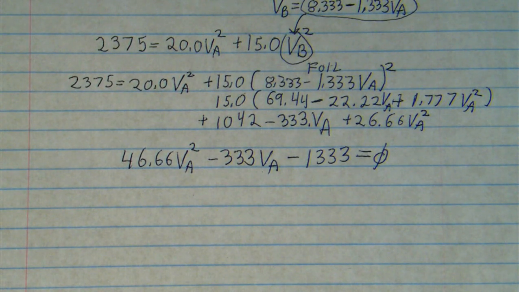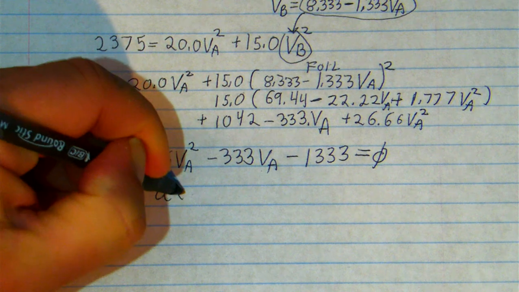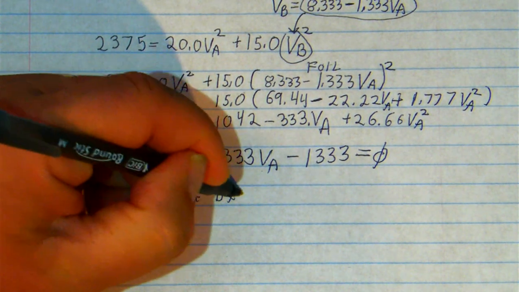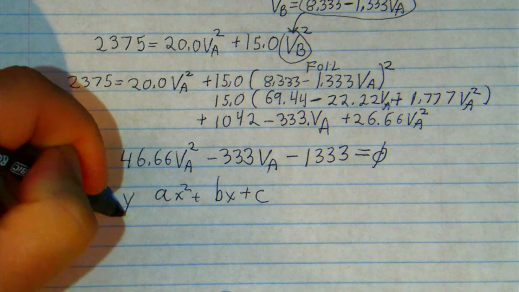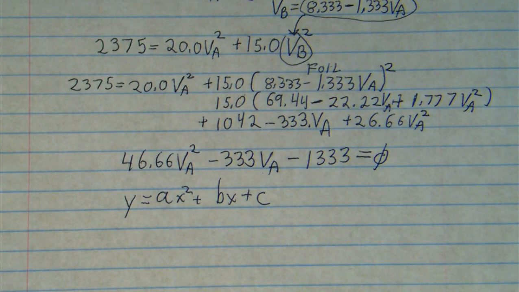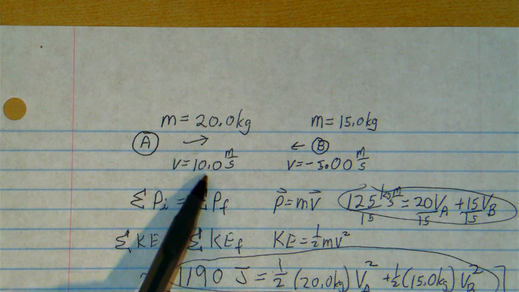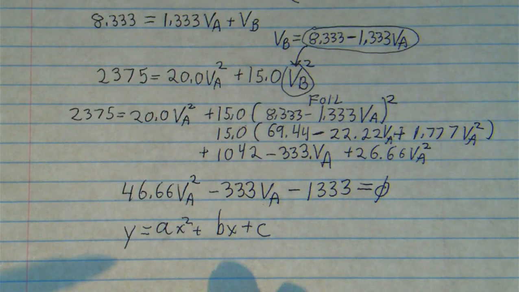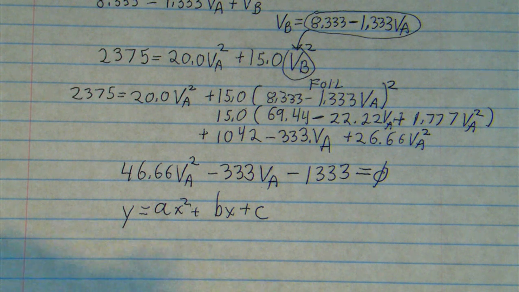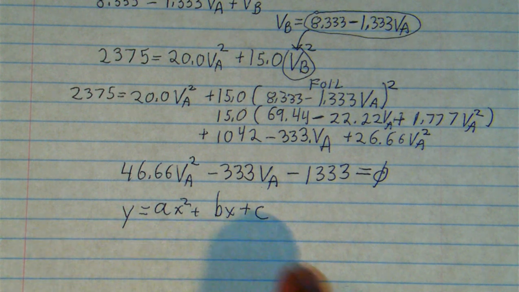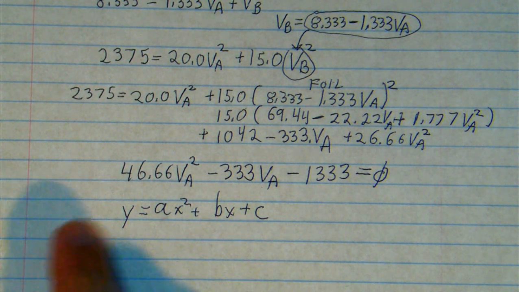This is a quadratic equation. You might recognize it. Ax squared plus bx plus c. And we need to solve for the two roots. One of the two roots will be 10. I'm going to cheat now and put this into my graphing calculator. Instead of doing the quadratic formula by hand, I'm going to type this in.